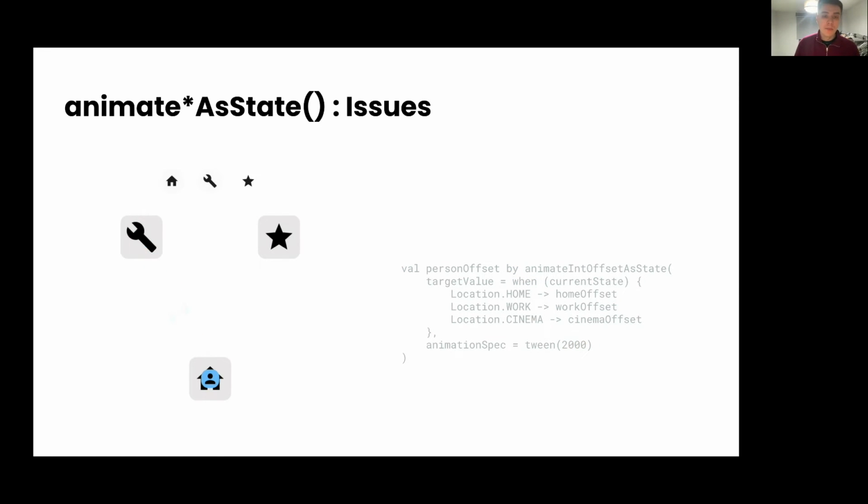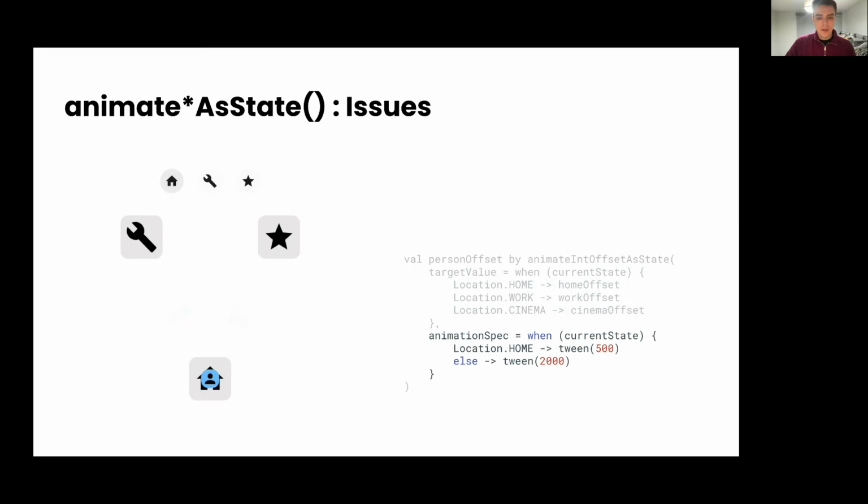So now our little man is very tired after work and wants to go home so much that he will get home 4 times faster. Before that, every animation took like 2 seconds, and now when we go home, we want to go at 500 milliseconds, so 4 times faster. And this can be done pretty easily. We can just add what state we are currently targeting and change the animation spec respectively.